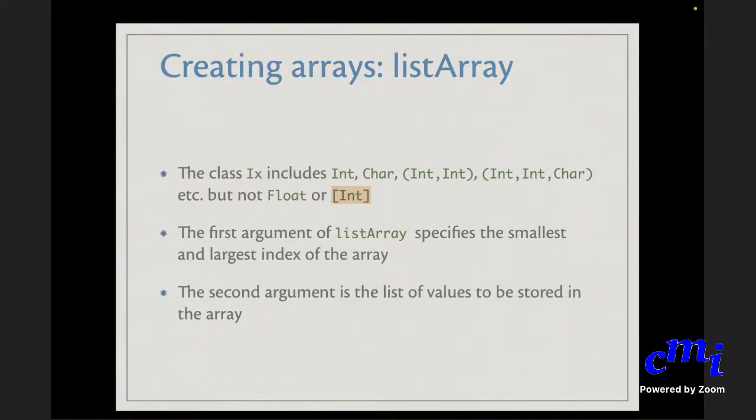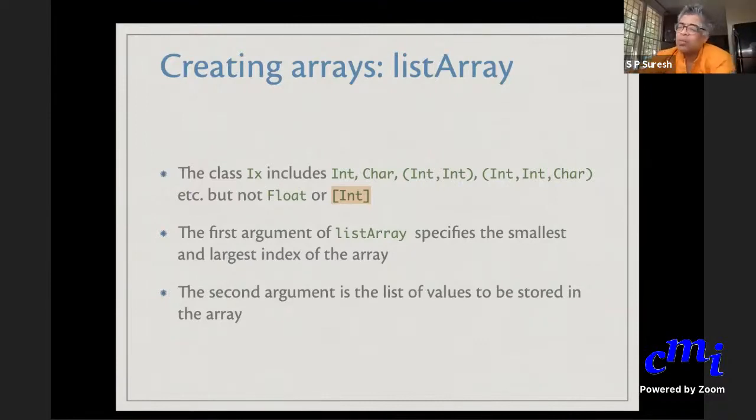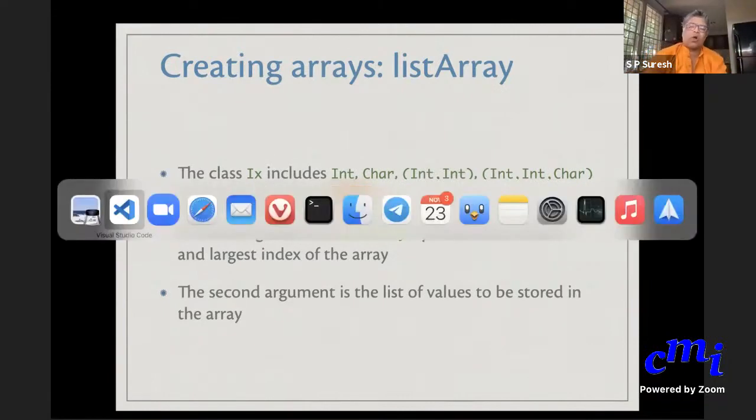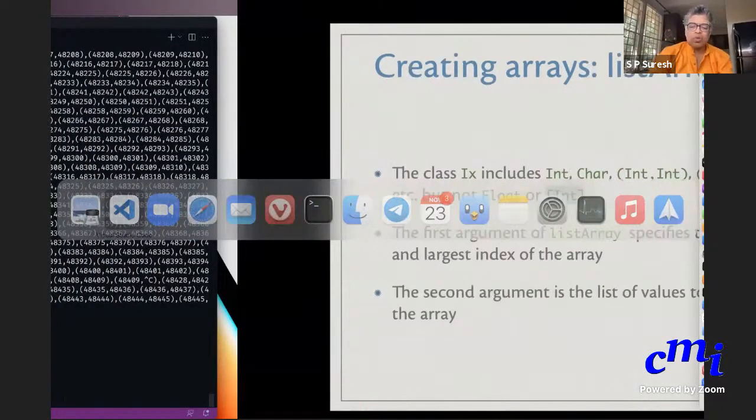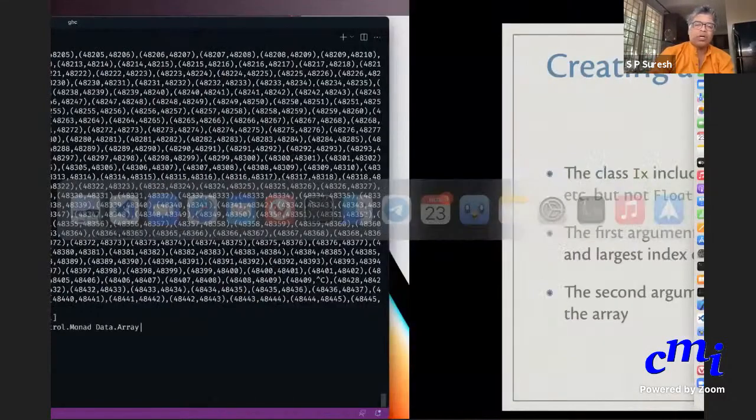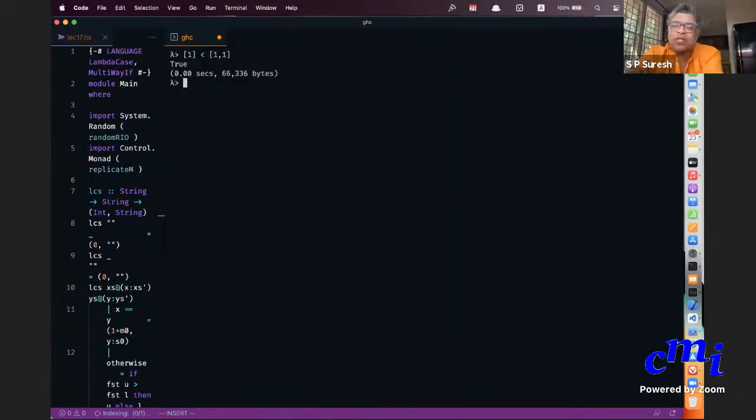There is a list 1,1. Yes, 1,1. Very good. 1,1 because 1,1 is longer than the singleton list 1. So we can check that. 1 less than 1,1. It will say true. 1,1 less than 2. Will it be true or false? True. So now can you think of how many lists are between the singleton list 1 and 2?